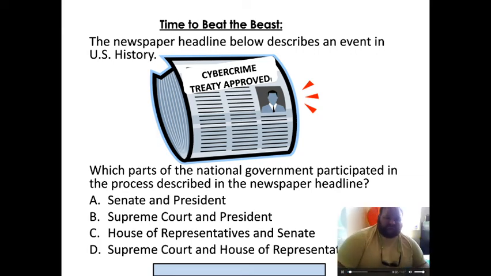Time to beat the beast. Answer the following question. The newspaper headline below describes an event in U.S. history. Cybercrime treaty approved. Which parts of the national government participated in the process described in the newspaper headline?